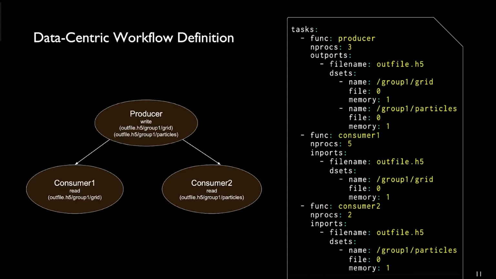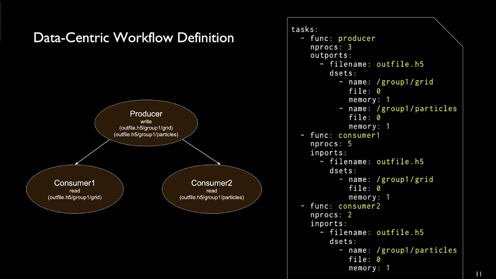And also we use this file to indicate what are the resource requirements from these tasks. And if you see at the top, we have the nprocs field, which means that producer is going to have 3 processes, consumer 1 has 5, and so on. And then based on these resource requirements, Wilkins will assign these resources to the tasks and then launch them as a single HPC job.